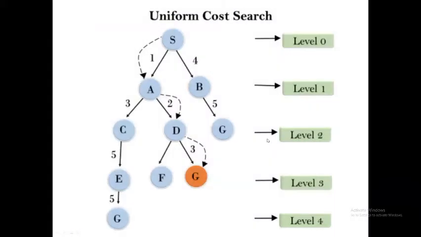See, this is the diagram for uniform cost search. Here S is there, levels are given, and 1 and 4 are there. So S is traveling to A, which takes 1 cost, and S is traveling to B, which takes 4 cost. We will give first preference to the lowest cost, so S will start by traveling to A. Then A has two nodes, C and D. A to C is 3 and A to D is 2.